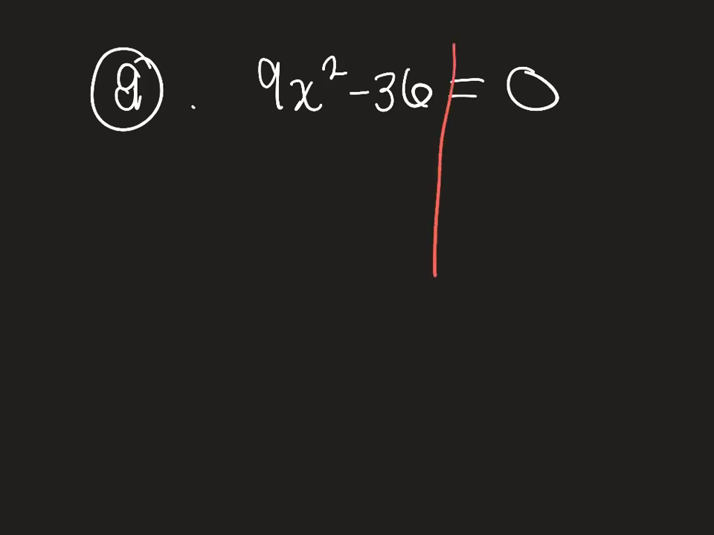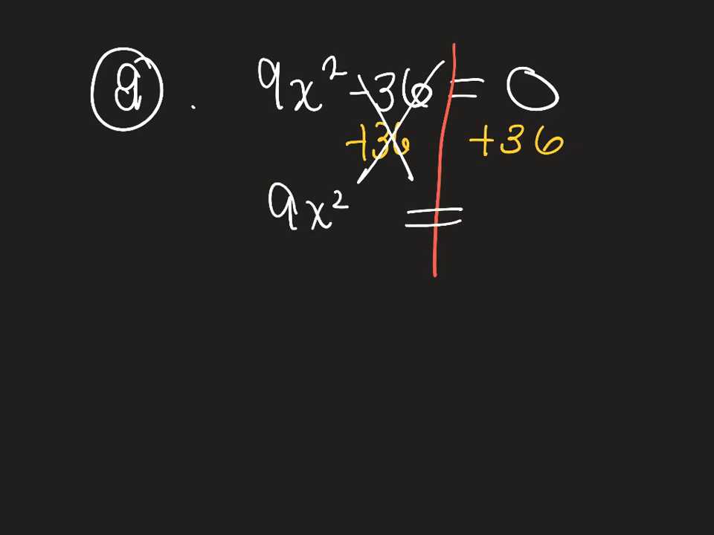Number 8. Number 8 says I have 9x squared minus 36 equals 0. So I'm going to draw my line, so I need to get my x squared by itself. What would I do first? If you said add 36 to both sides, you're correct. Good job. So these 36 are going to cancel out. So I have my 9x squared equals 0 plus 36 is 36. Now what do I need to do to get my x squared by itself? Divide by 9.